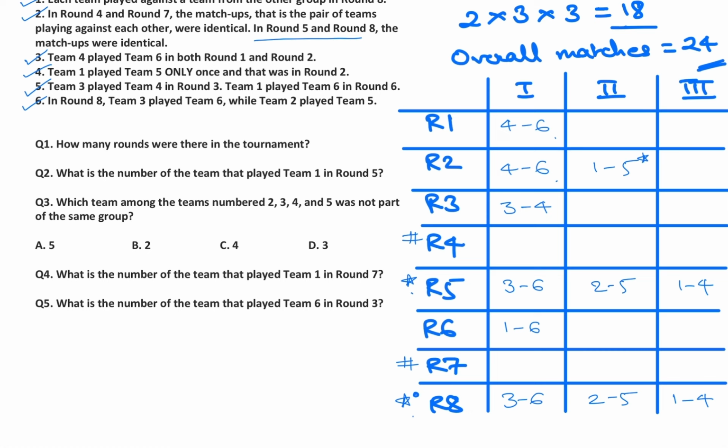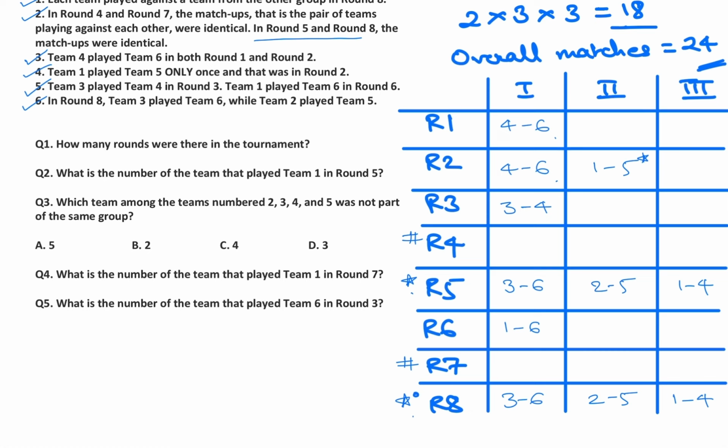Question number 4 says, what is the number of the team that played team 1 in round 7? Let's go to round 7. Team 1 is paired up with team 3. Okay, so this is team 3. Question number 4 is also done.